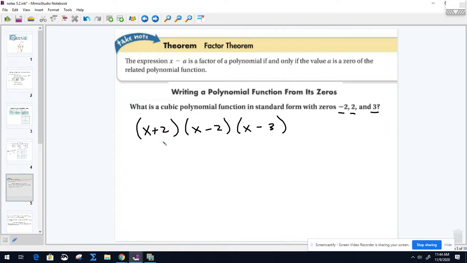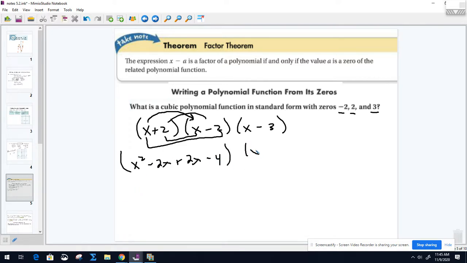Now I want you to write it in standard form, which means I need to multiply. So I'm going to multiply 2 of these together first. X times x is x squared. X times -2 is minus 2x. 2 times x is plus 2x. And 2 times -2 is -4. I'm going to combine like terms. So I haven't done anything with the x minus 3 yet. Now we get x squared minus 4. Notice there's no middle term because they cancel, times x minus 3.